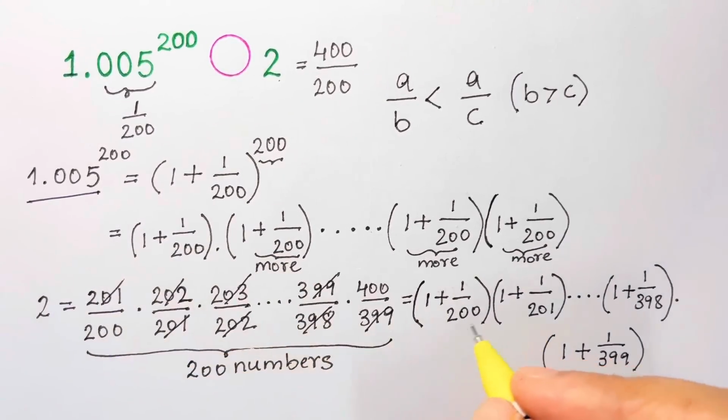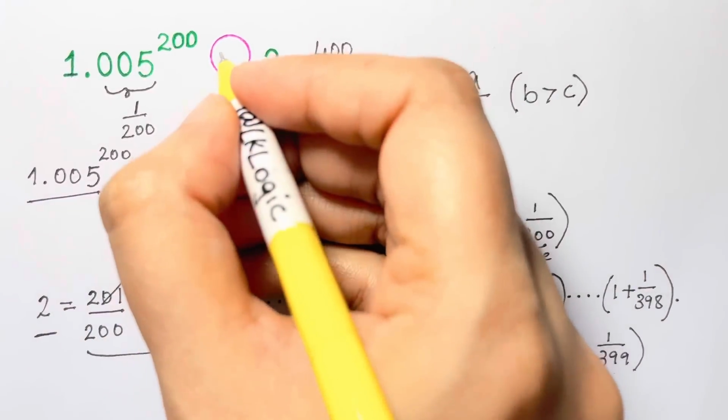So we can get the answer: 1.005 to the power of 200 is greater than 2.